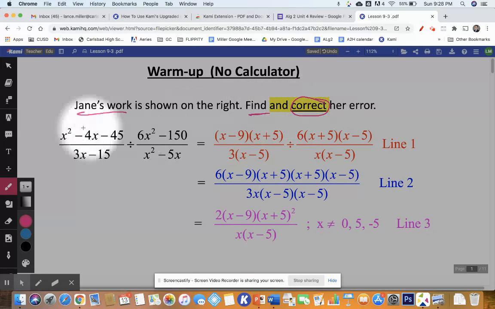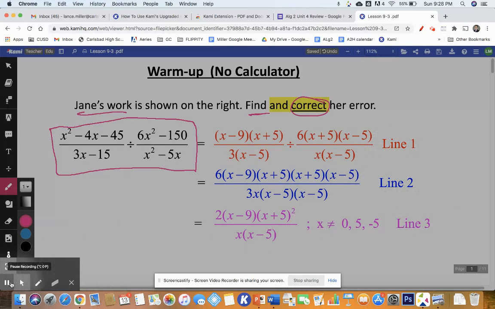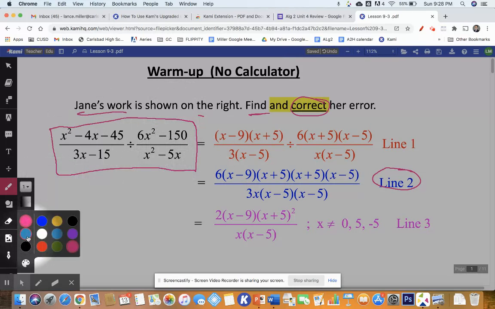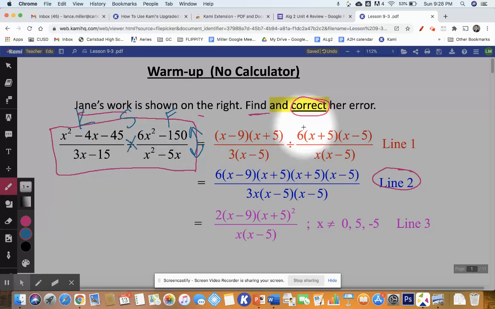So what I would do is recommend doing this problem on the left and see where your work doesn't match up with Jane's work. All right, line 1, line 2, line 3, where's her mistake? If you said line 2, you would be correct, okay? Now, you have to do the problem yourself to see where her mistake is. But remember, when we're doing these type of problems, we keep this side the same, we switch this to multiplication, and then we flip this. We flip it, and we're multiplying by the reciprocal. So Jane here didn't flip. All right, let's take a look at the work on the next page.